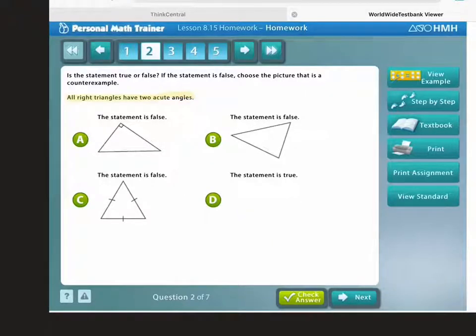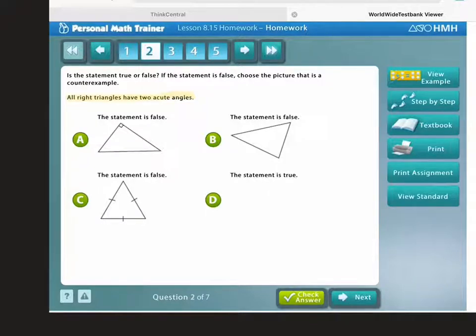The statement here is: all right triangles, let me highlight that for you, all right triangles have 2 acute angles. Let's take a look at these. A, the statement is false. This is a right triangle here, and it does have 2 acute angles. Item number B, the statement is false, but it gives no reasoning why. And item number C, the statement is false, gives no reasoning why. And item D says the statement is true.